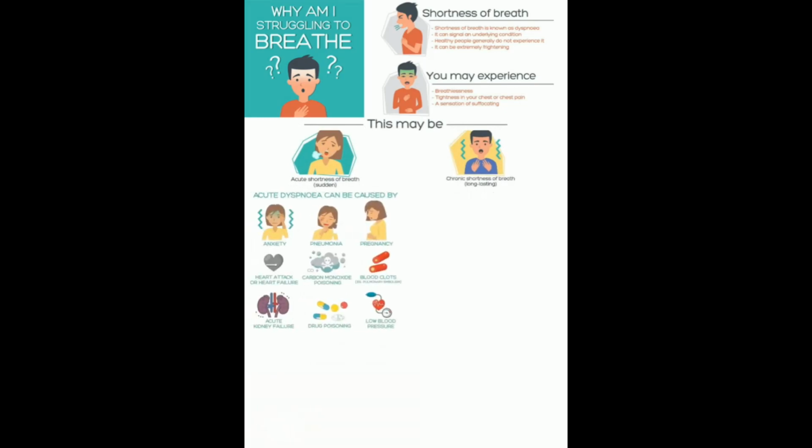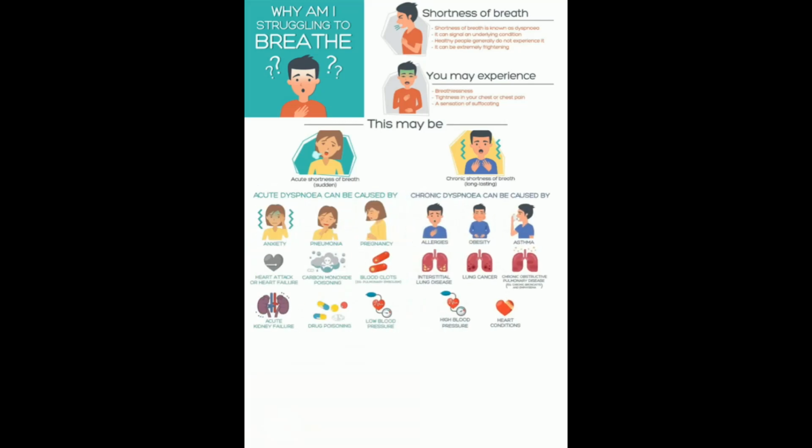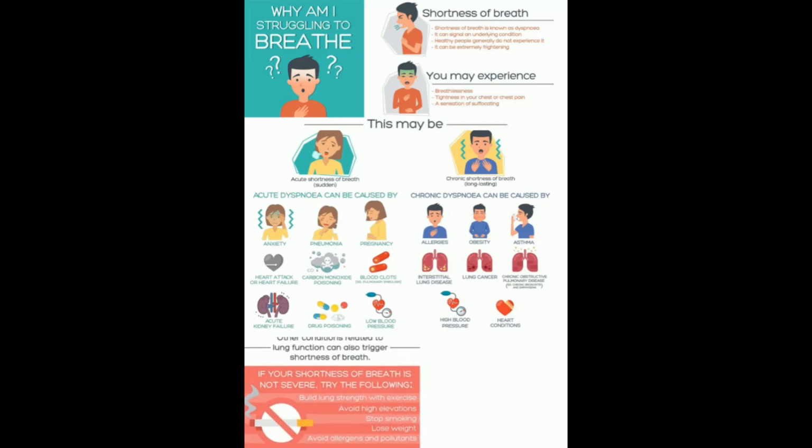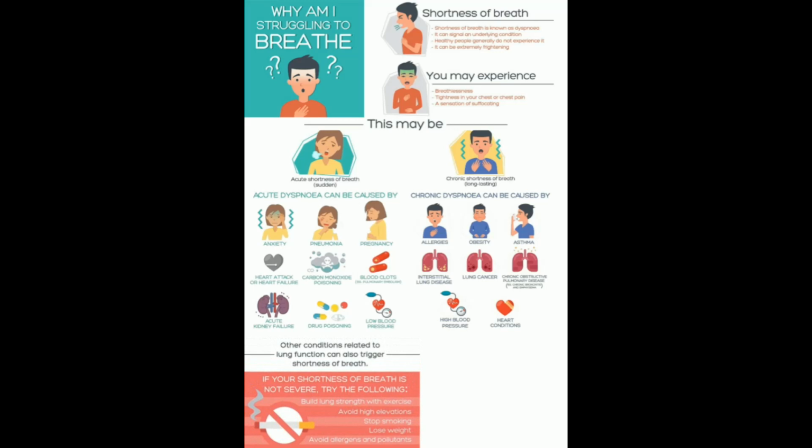Acute dyspnea can be caused by anxiety, pneumonia, pregnancy, heart attack or heart failure, carbon monoxide poisoning, blood clots, acute kidney failure, drug poisoning, and low blood pressure. Chronic dyspnea can be caused by allergies, obesity, asthma, interstitial lung diseases, lung cancers, COPD, high blood pressure, heart conditions, and so on. Other conditions related to lung function can also trigger shortness of breath.